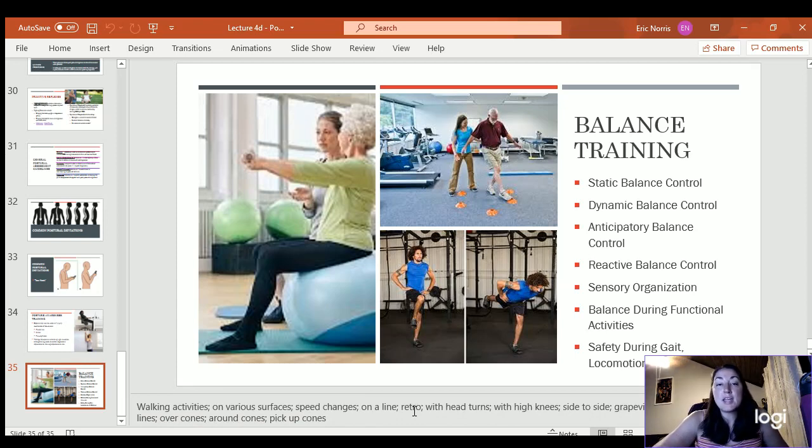Now, other walking activities, they can walk on various surfaces, indoor, outdoor, over stones, over sand, stairs, changing their speed. Sometimes you can do red light, green light, yellow light to change their gait speed, or do sudden starts and stops. Those are typically pretty difficult. Walking on a line, that would be like tandem walking. Backwards walking, remember walking backwards is a great way to eccentrically strengthen the muscles that you use in gait. So it's a great exercise to do.